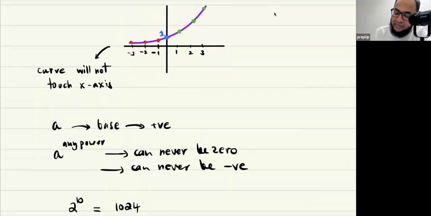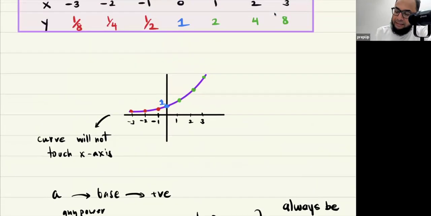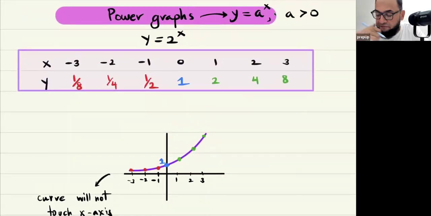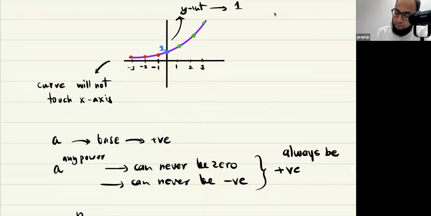In other words, it can never be 0. It can never be negative. It will always be positive. And that's how the graph looks like, the power graph. Now the next important thing is the y-intercept. That is always 1. The value of c is 1. Let's not write c. Y-intercept is 1.